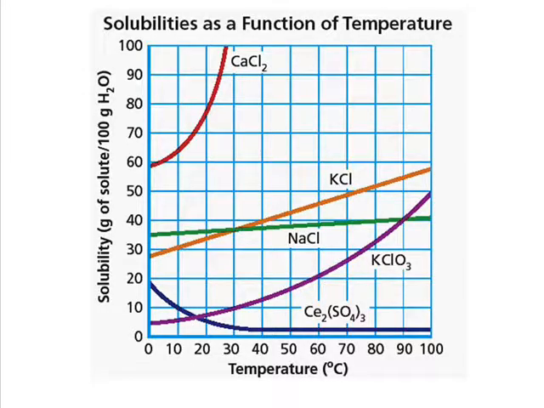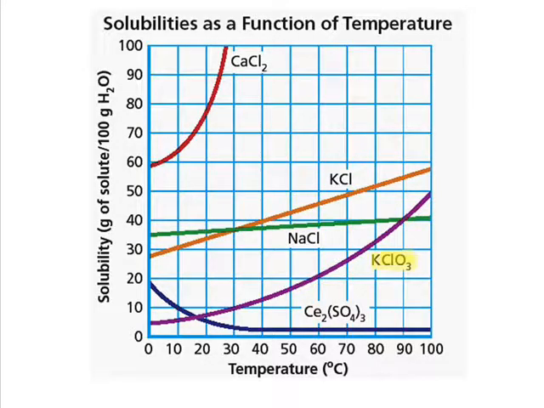Now, the slopes of the lines also give us clues as to how much temperature affects the solubility of a substance. You can see here that calcium chloride is strongly affected by increases in temperatures. You can tell this by the steep slope of the line for calcium chloride. Sodium chloride, on the other hand, has a relatively flat line. That means that the solubility of sodium chloride is not affected greatly by increases in temperature.